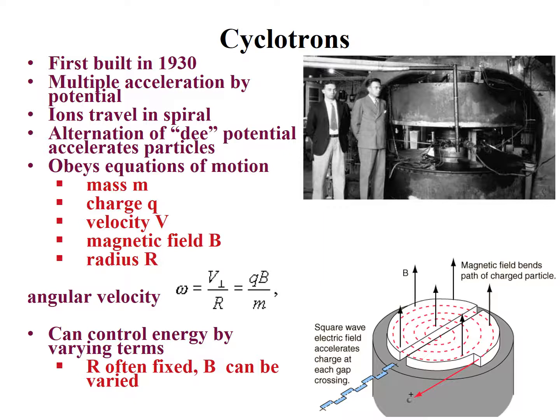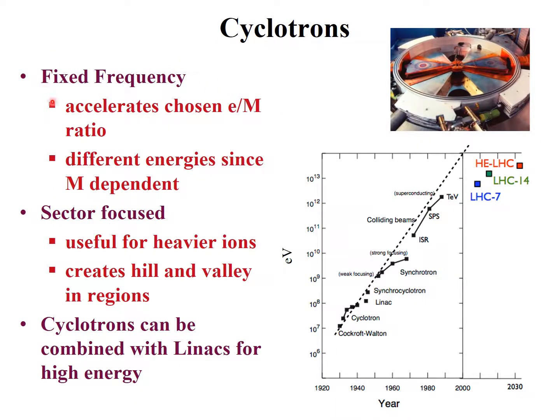So one can change angular velocity and energy as a function of magnetic field primarily. The charge of the ions is generally fixed once they're introduced. The mass of the ion is fixed, and the radius is also fixed. Often you would have the cyclotrons themselves named after their radius. So with these fixed frequency cyclotrons, acceleration can be chosen by a charge to mass ratio. Different energies, since this is dependent on the mass.